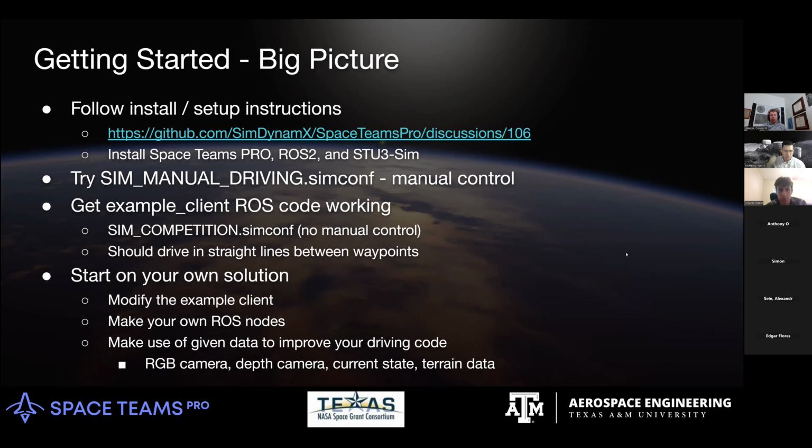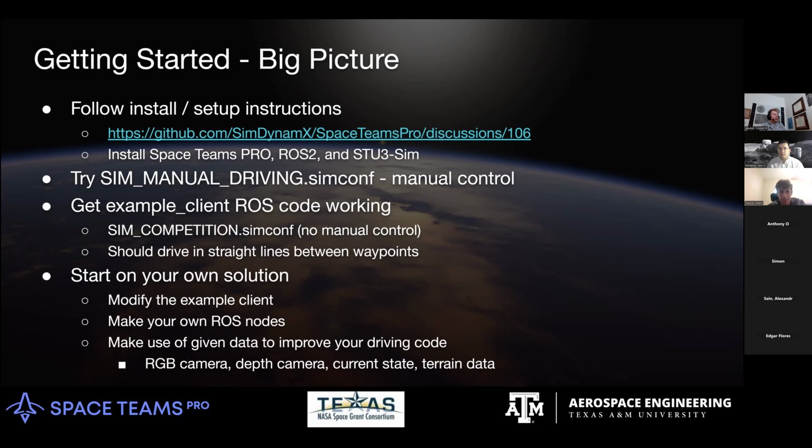In case you're still getting started, here's the big picture, a little bit of a summary of last time, but also a few other details. The install instructions all start in the rules and info page. There's a competitor setup section, which tells you all you need to know. The parts of the competition that you need are Space Teams Pro, the installation of that, ROS2, which involves getting it set up on Linux, and STU3 Sim, the sim files that are used for the competition.